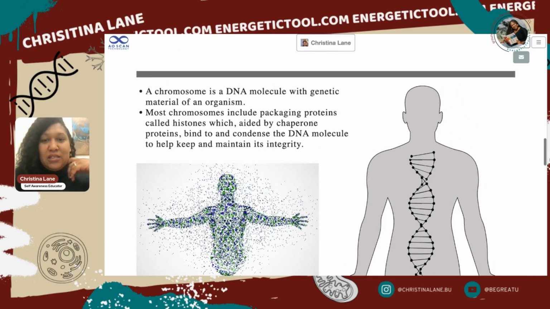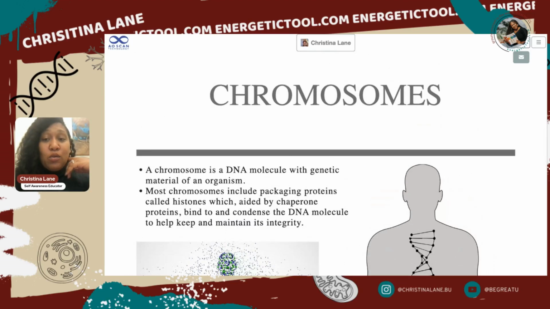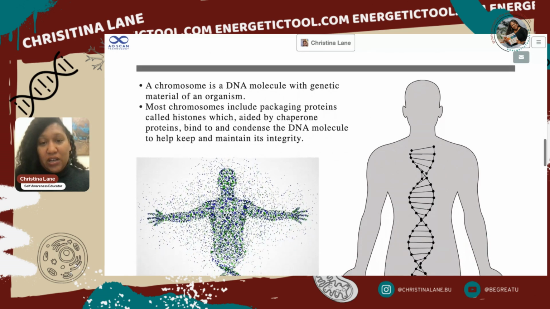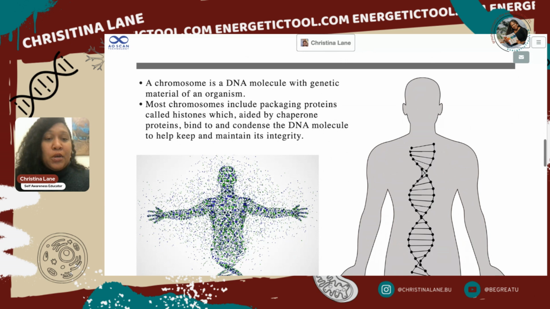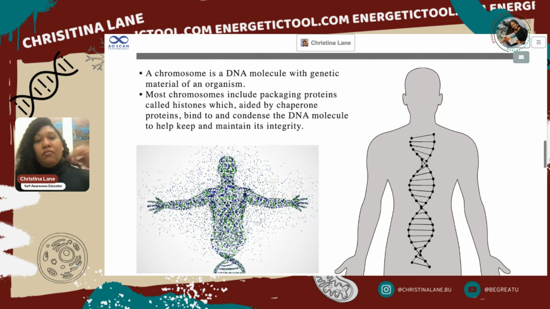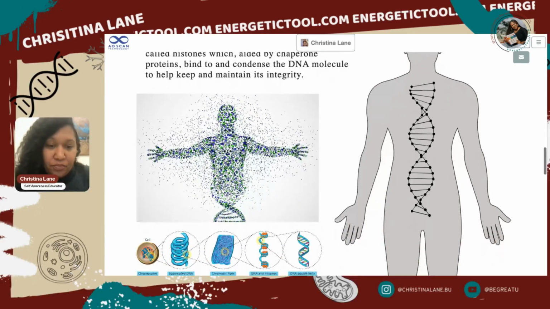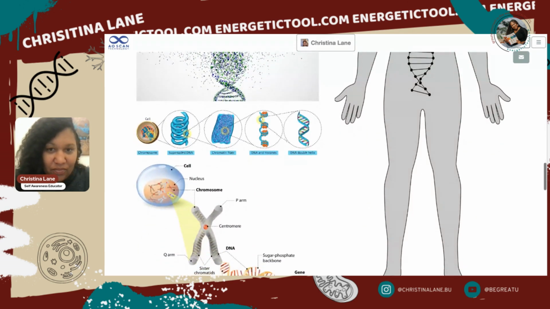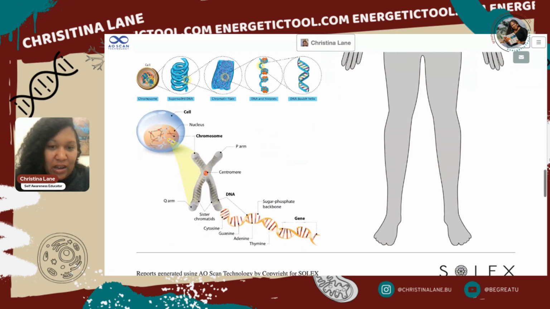So I'm just going to read what this body system says about chromosomes. A chromosome is a DNA molecule with genetic material of an organism, which I just spoke about. Most chromosomes include packaging proteins called histones, which, aided by chaperone proteins, bind to and condense the DNA molecule to help keep and maintain its integrity. And I love the images we're provided here. You see, it all begins with a cell.